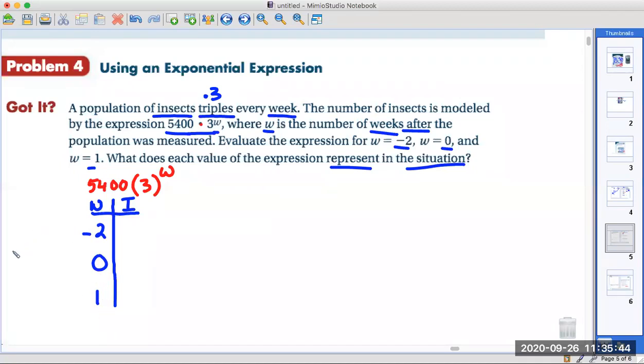So let's write that down. 2 weeks ago from today. 0 means today or now, which is always your starting point. This is an important point when we have 0. That's always, let's make it green, very super important. Starting point. And then 1 means in 1 week from now.